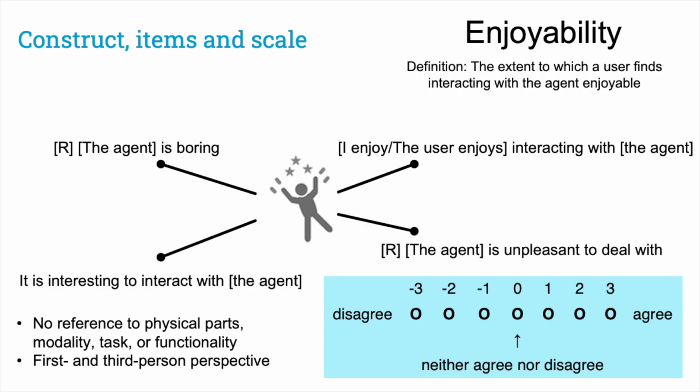Now, the other two items to measure enjoyability are: it's interesting to interact with the agent, or the agent is unpleasant to deal with. So we have reversed items and direct items. And the reversed items you have to multiply by -1 at the end when you take the average for the construct. Okay, now there actually are two versions.